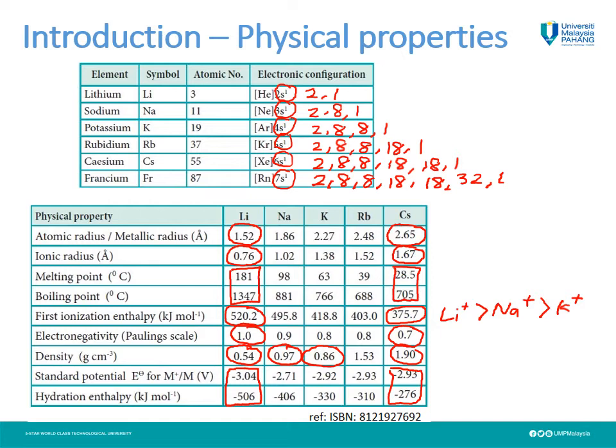Regarding electronegativity, it decreases from lithium to cesium. The density increases. Lithium, sodium, and potassium have a density smaller than water, so they will float on top of water. About the standard potential and hydration enthalpy, the values are also increasing.